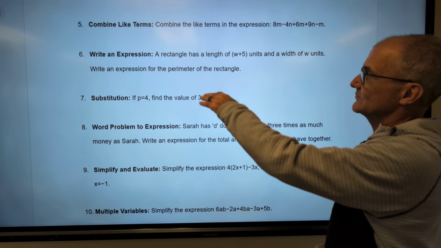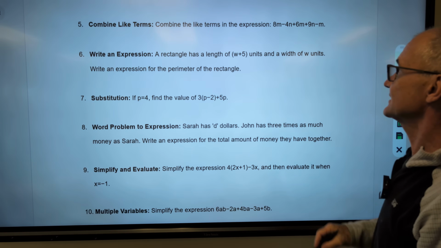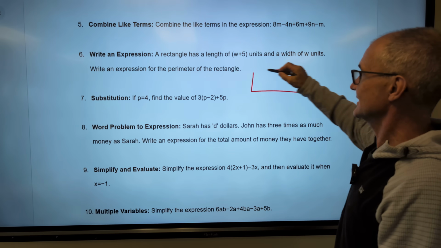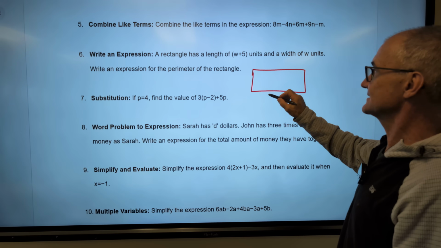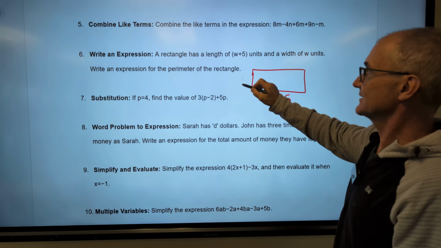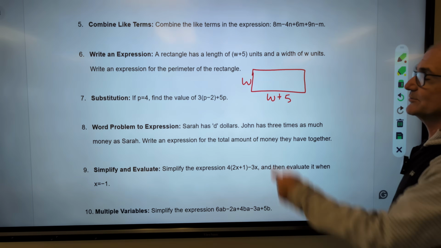Number 6, a rectangle has a length of w plus 5 and a width of w. So I have my rectangle like this. It has a length of w plus 5 and a width of w. Write an expression for the perimeter.